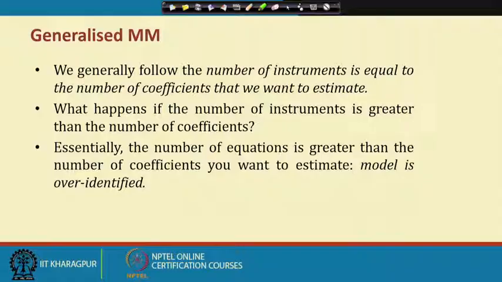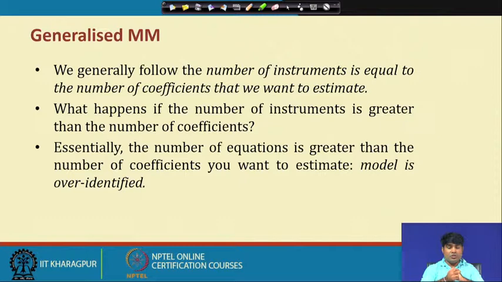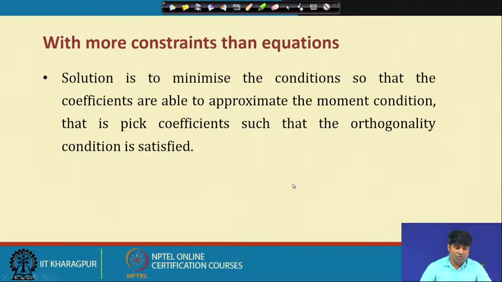So essentially, when the number of equations is greater than the number of coefficients, the model is declared overidentified. But when the number of equations equals the number of coefficients, that is called exactly identified, and the simultaneous equation structure is very effective, and in that case we may not have any problem. But when there is an overidentified model, then the GMM structure is very practical and very useful. So what is happening in the overidentified case?